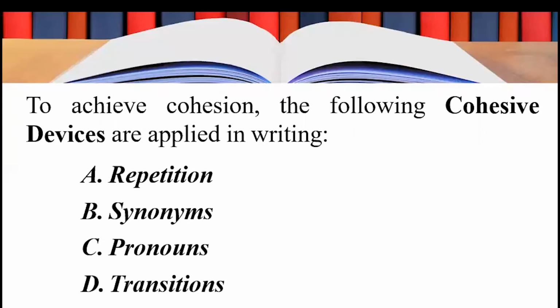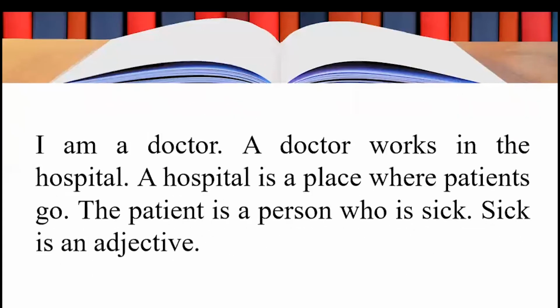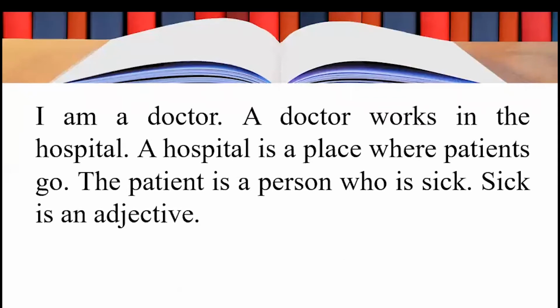And the last one, we have transitions. Transitions is to use a transition word or phrase that links the sentences of a paragraph together. This guides the readers with the movement of an idea from one sentence to the next sentence or the relationship among ideas. Let's analyze this text and tell me if this text has coherence, cohesion, both, or neither.